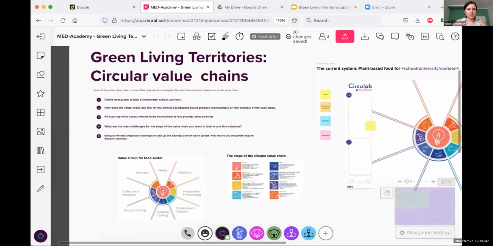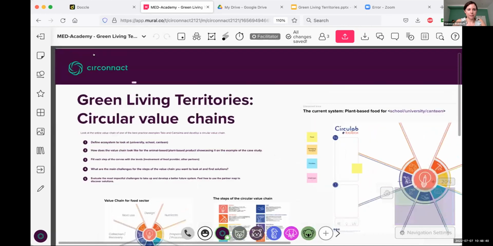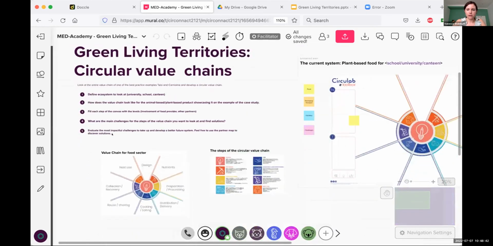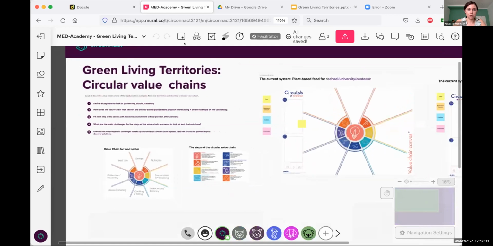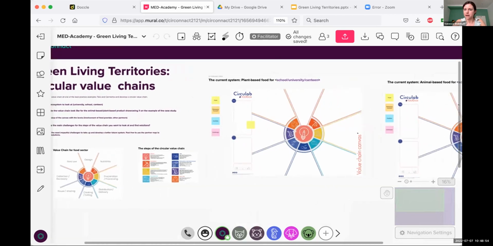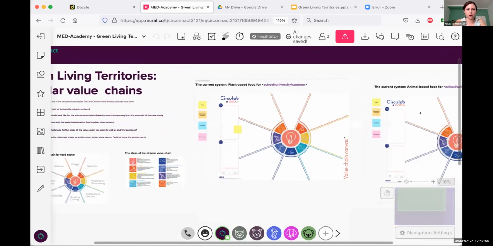So basically, you see here the mural. It's a tool where we can work collaboratively, and you have here the whole value chain for the plant-based system and the animal-based system, and we will now form 2 groups and work together on looking at the whole value chain.